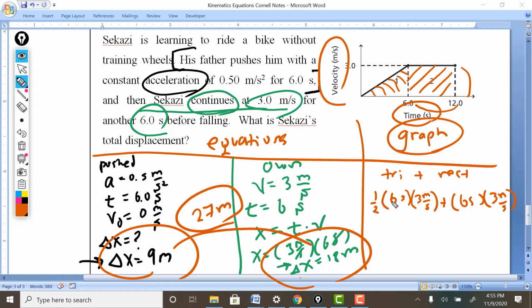Well, 6 times 3 is 18. Half of that is 9. And the seconds cancel out. And then 6 times 3 is 18. And the seconds cancel out. And I get 27 meters.